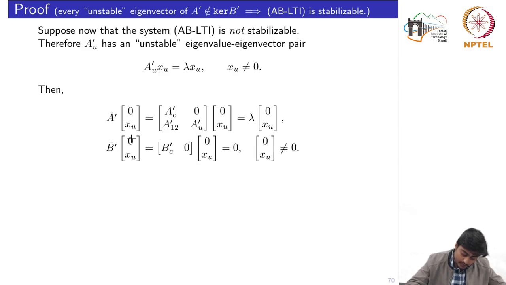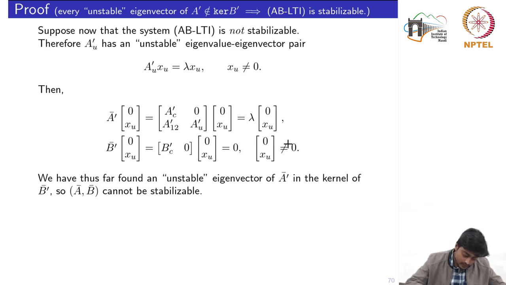Similarly, if I expand this thing, it would become B bar transpose into this state vector, which in fact becomes equal to 0, because we have xe equal to 0. But we also know that x bar is not equal to 0. So we have thus far found an unstable eigenvector of A bar transpose in the kernel of B bar transpose. So this pair A bar B bar cannot be stabilizable.